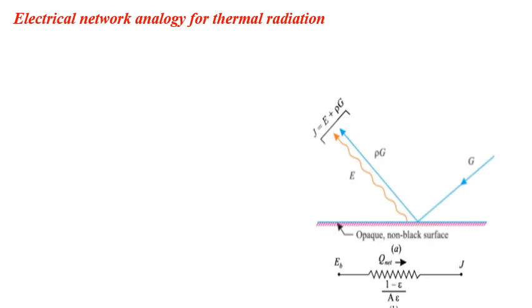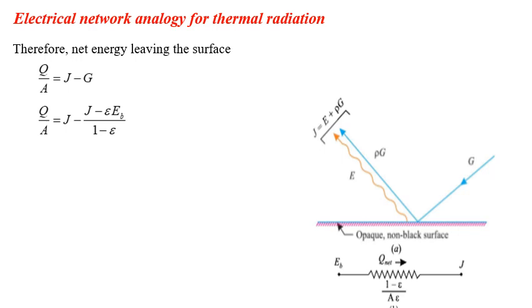If we write the electrical network analogy for thermal radiation, then we can write it like this. You can see the same figure I showed in the last slide. This G is the total irradiation, and this J is the total radiosity. The surface is a non-black surface. So we can write the total net energy leaving the surface, Q by A, is equal to J minus G, because J is the radiosity and G is the irradiation.